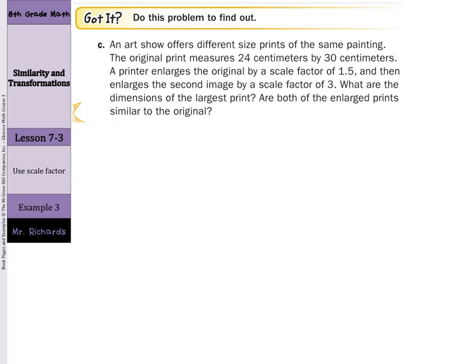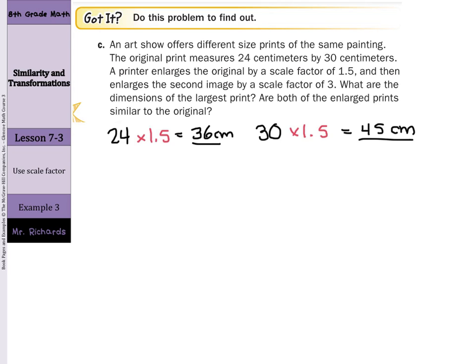Well, our original print was 24 by 30 centimeters. And the first thing we did was enlarge it by a scale factor of 1 5/10, so we can multiply these by 1 5/10 each. And when we do that, our result is 36 centimeters by 45 centimeters. That is our new one for the printer.